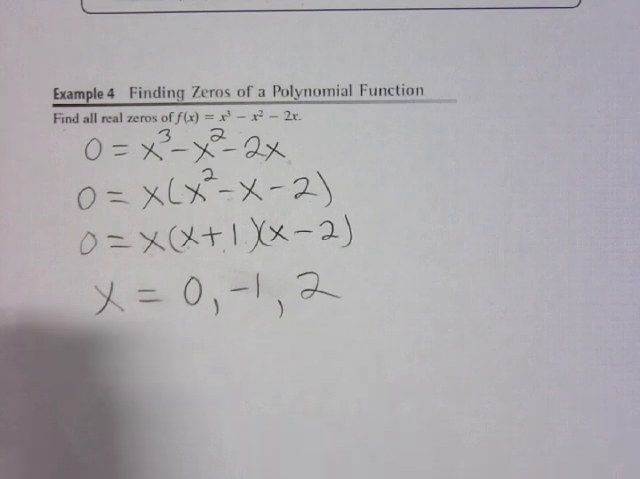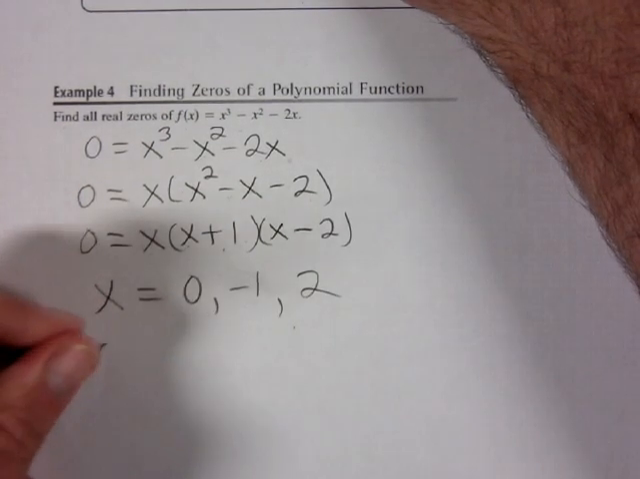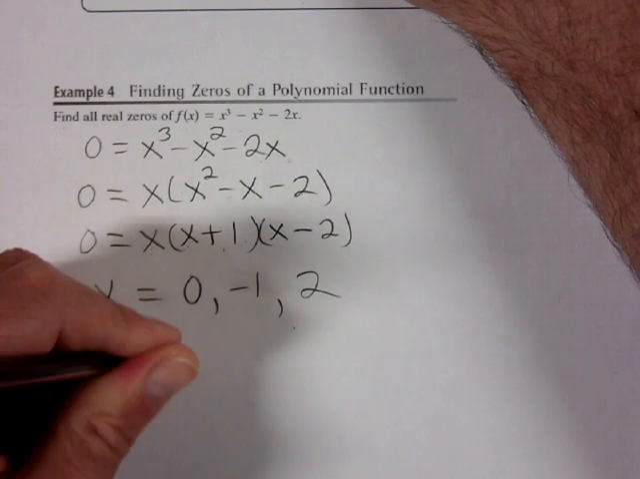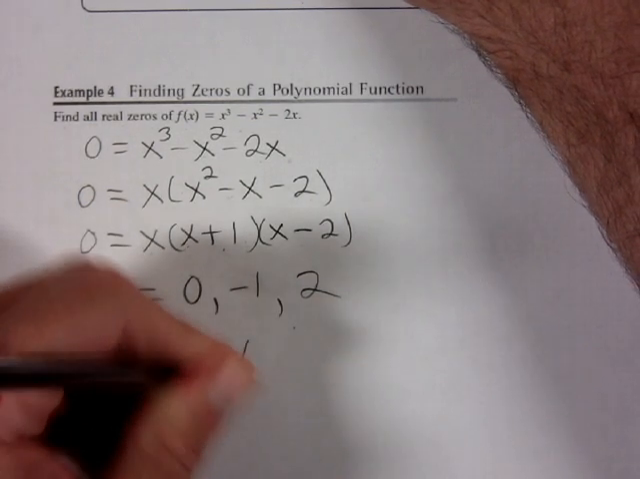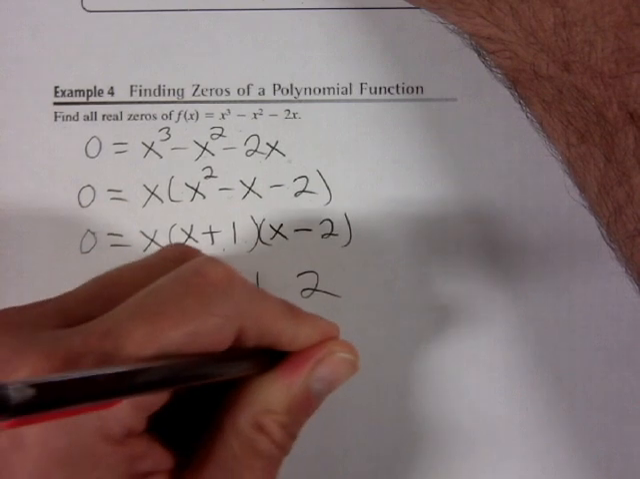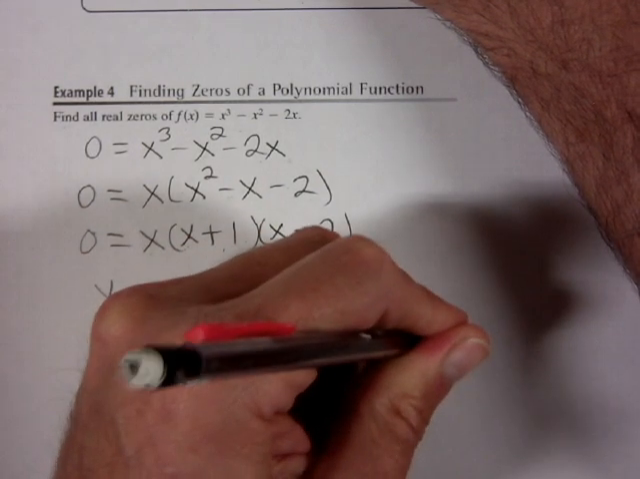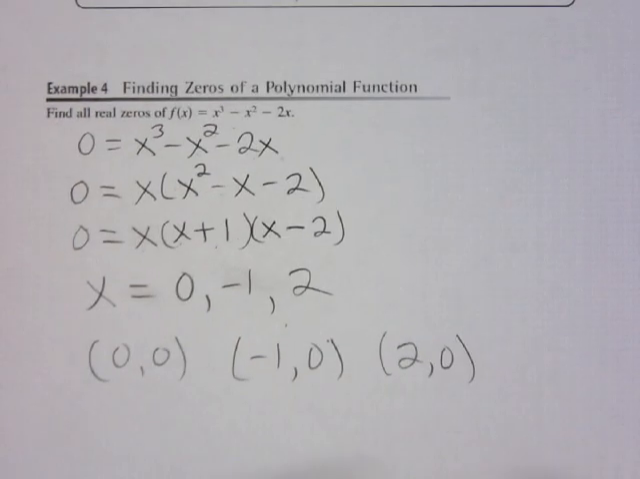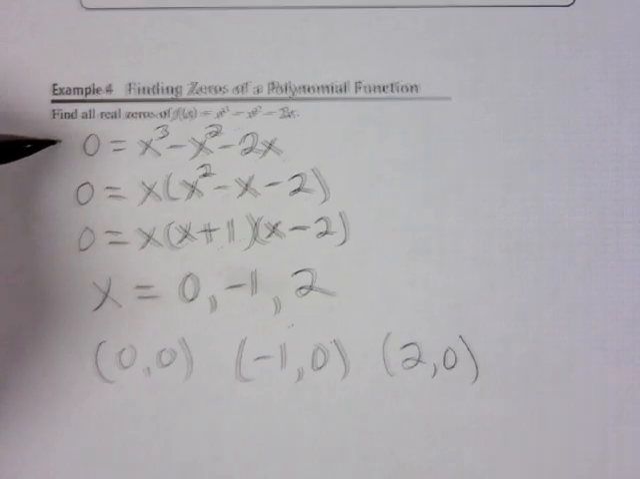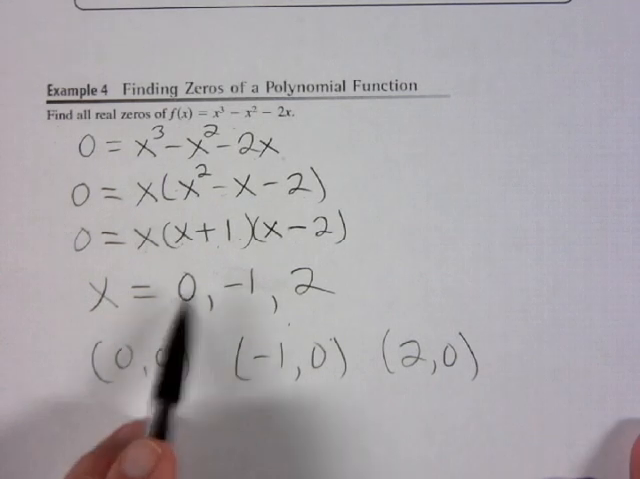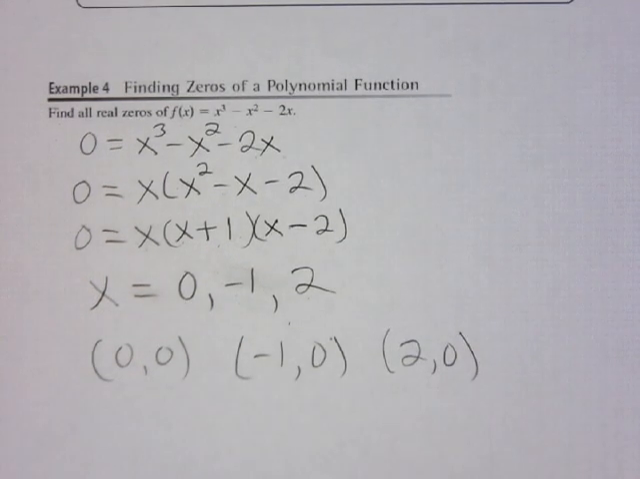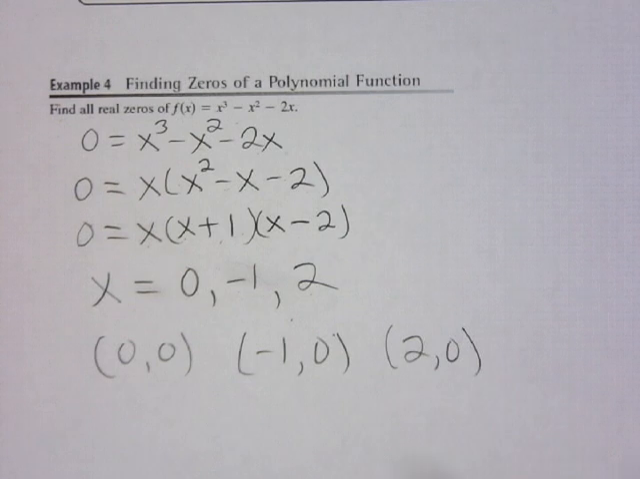So now all I have to do is take those three values and turn them into points. So 0, 0 would be a point. -1, 0 would be a point. And 2, 0 would be another one. So these are my three zeros for this particular function. Because remember, if I have the x value of the 0, then the y value is always going to be 0 because it's at the x-intercept. All right? So there you go. Those are your three answers, your three solutions.